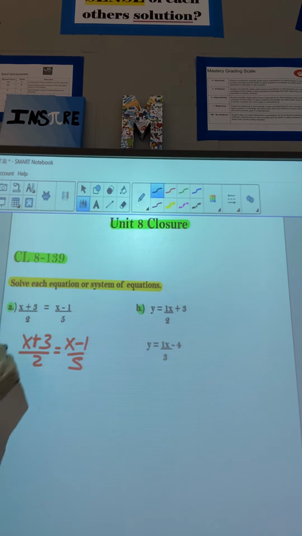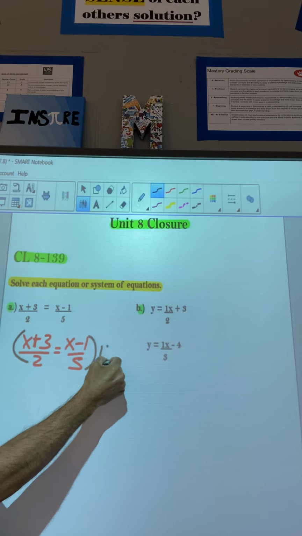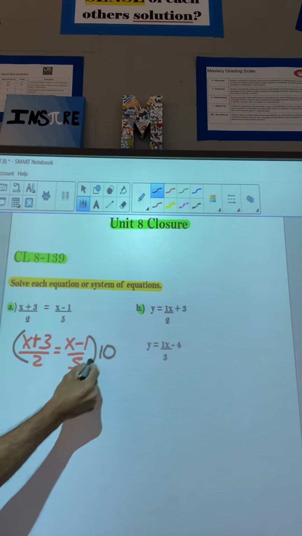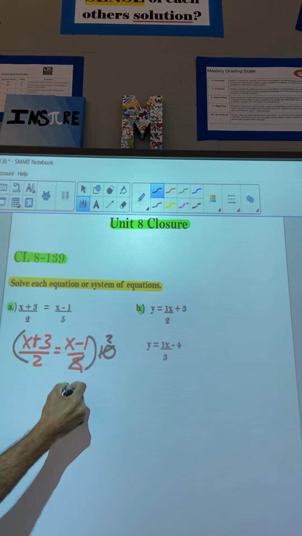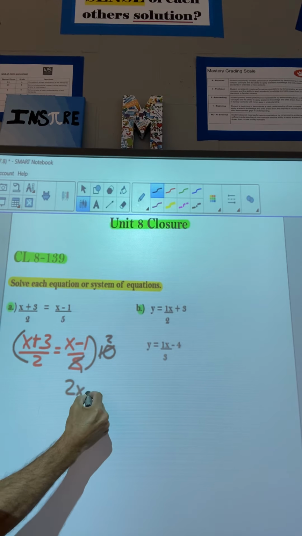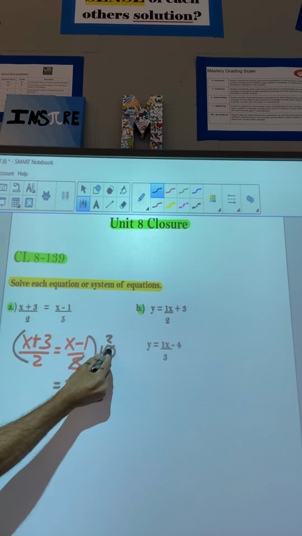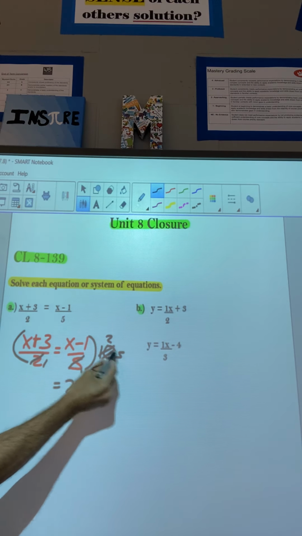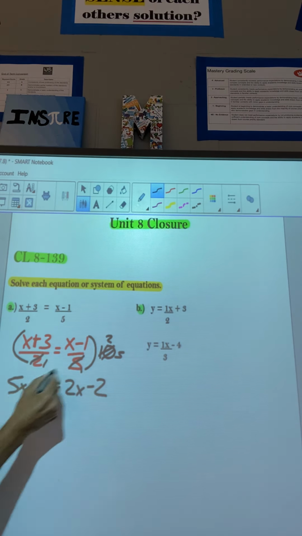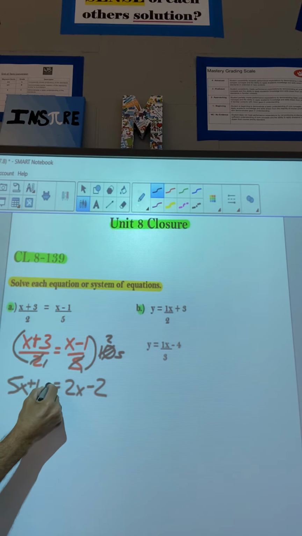I would multiply everything times 10. So 10 with here, that goes in there once, goes in here twice. 2 times x is 2x. 2 times 1 is 2. 2 goes into 2 once. 2 goes into 10 5 times. 5 times x is 5x. 5 times 3 is 15.